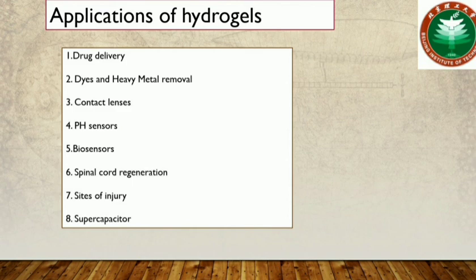Besides these, supramolecular hydrogel can be used to recognize various parts in the spinal cord of humans, and also the site of injury can be identified using hydrogel. It can also be used as one of the excellent supramolecular capacitors. So these are some applications of supramolecular hydrogels.